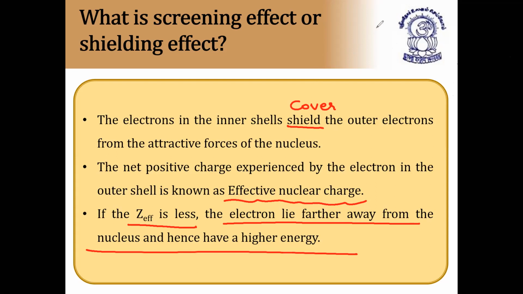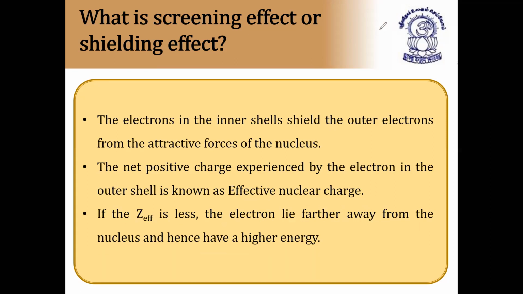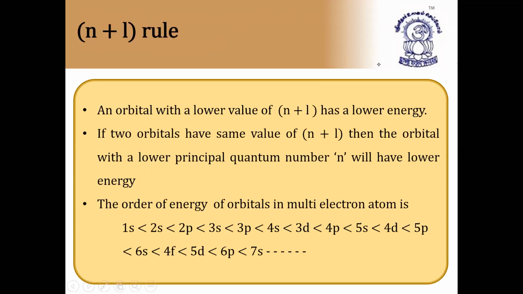Next, the n plus l rule. Very, very important. Mark it important over here. The n plus l rule: an orbital with a lower value of n plus l has a lower energy. So based on n plus l values, we can order the orbitals. This n plus l rule is very, very important.